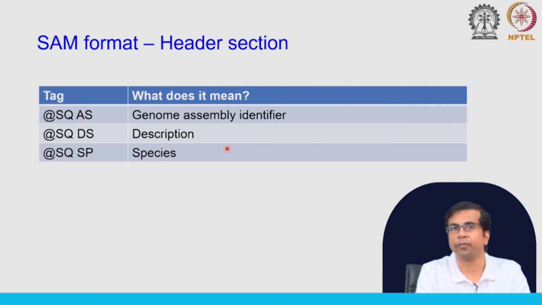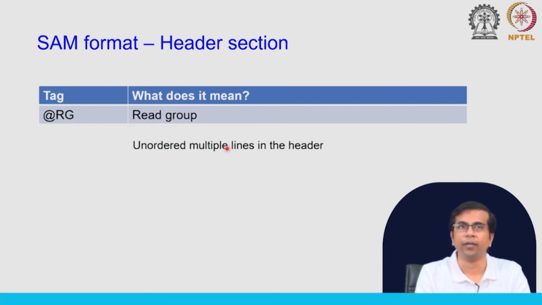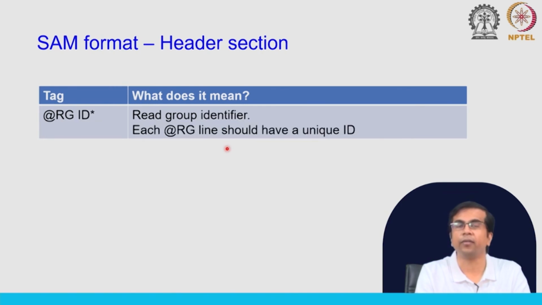So you can have the genome assembly identifier, the assembly that this program is using. There is some description of this reference, and also you can have the species name, the organism. Then you have something called @RG, which is the read group. This is usually unordered multiple lines, and each line will also have an identifier called the read group identifier. Okay, and each RG line should have a unique ID.